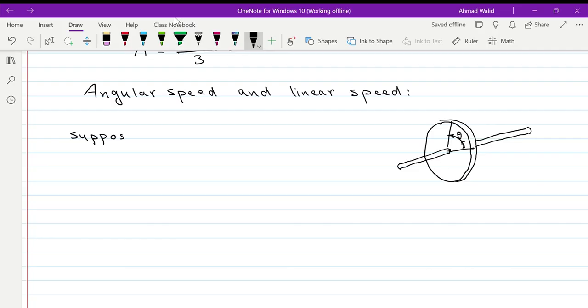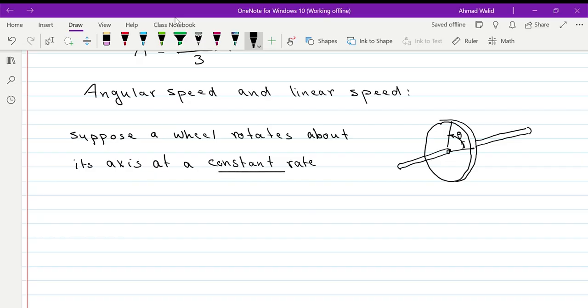Suppose a wheel rotates about its axis, like this diagram that I drew for you, at a constant rate. That's important. Your rate is a constant rate, not instantaneous. Correct?